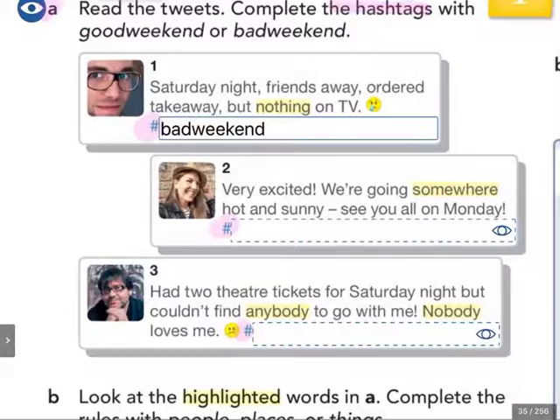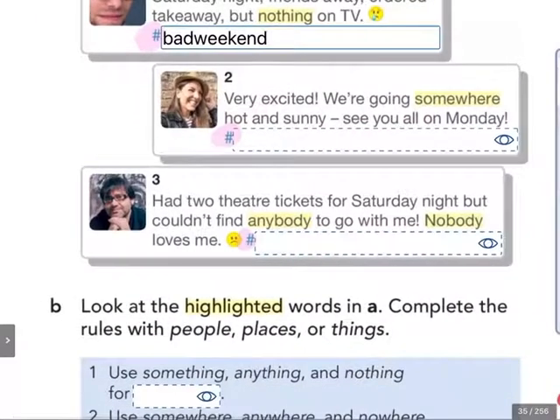Let's have a look at number 2. Very excited. We're going somewhere hot and sunny. See you all on Monday. Hashtag good weekend or hashtag bad weekend? What do you think? Well, I think it's hashtag good weekend, isn't it?